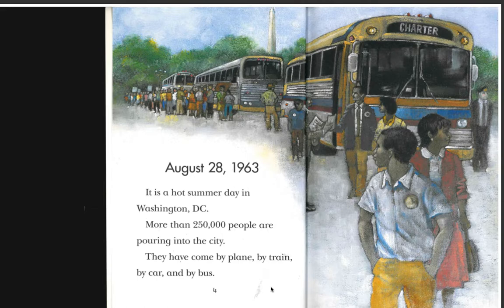Finally, I'll answer my question by using the details. If my question is, how did people get to the March on Washington? My answer is now going to be that people got to the March on Washington by taking planes, trains, cars, and buses. I know that because right here on page 4 in the text, it says, they have come by plane, by train, by car, and by bus.